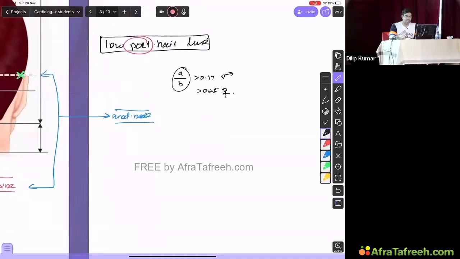Or alternatively, you can say in males if it is more than 1/6, or in females if it's more than 1/4, you can say it is abnormal. The hairline is very deep, that means it comes down. That's called low posterior hairline. Distance A is from the external occipital protuberance to the hairline, and distance B is from the hairline to the C7 spine. If it is more than 1/6 in males, that is 0.17, or more than 1/4 in females, that is 0.25, then you can call it low posterior hairline. I'll tell you some of the conditions associated with low posterior hairline later on.